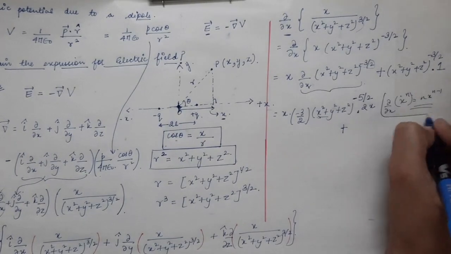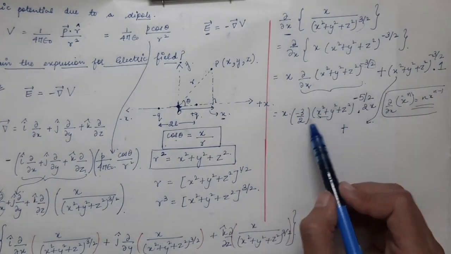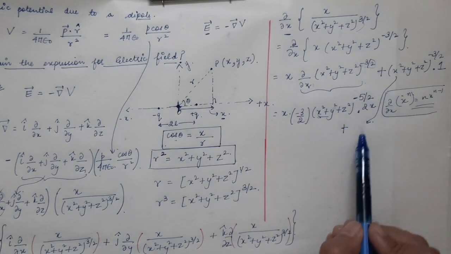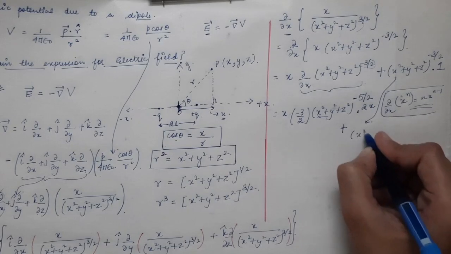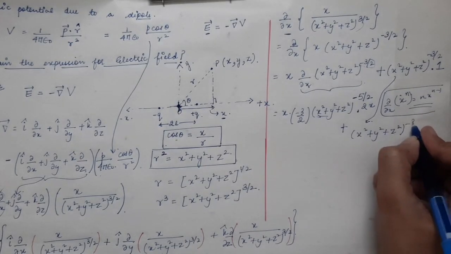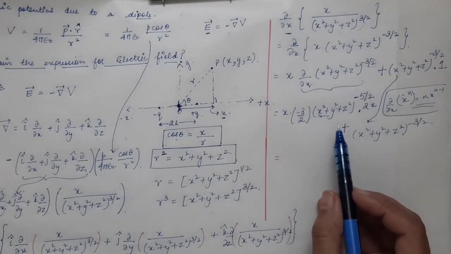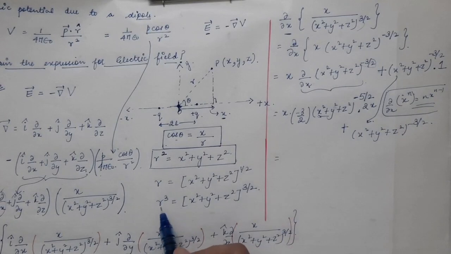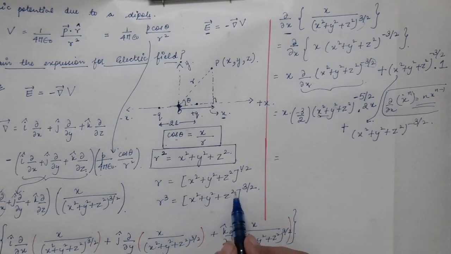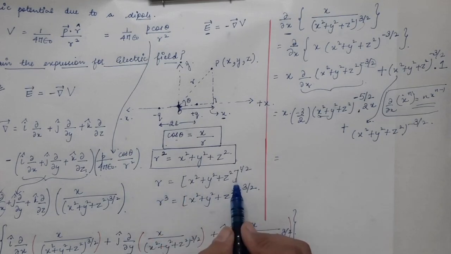And plus this term, it will remain as it is. So here we have just solved the first term, and the second term will remain as it is, which is (x square plus y square plus z square) power minus 3 by 2. Over here we will also substitute this expression, that is r cube is equal to (x square plus y square plus z square) power 3 by 2, or you can say r is equal to this expression.